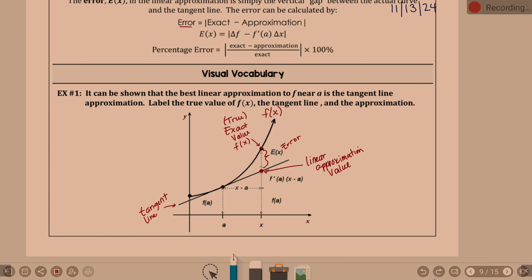So I don't know if you want to put a note about that or not, but: underestimate, since the tangent line is below the graph and the graph is concave up.